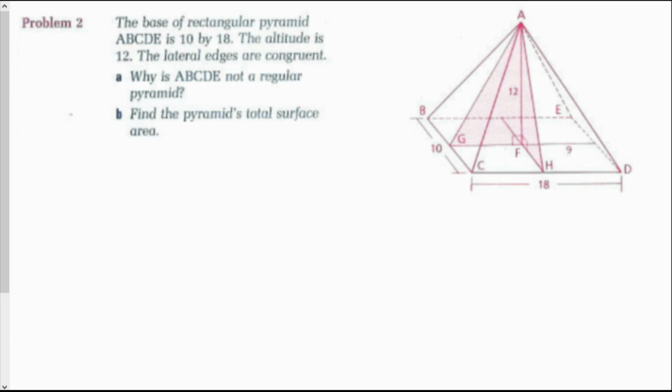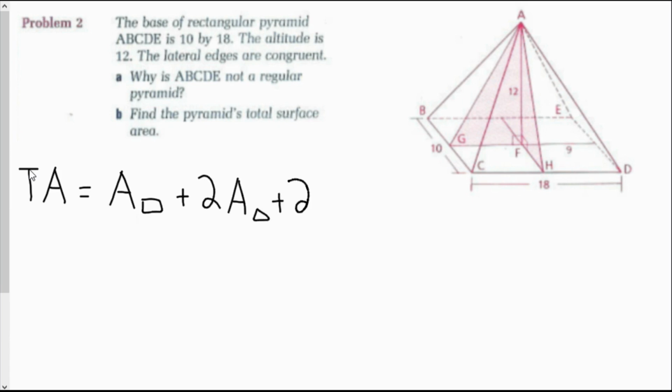Now I want to find the pyramid's total surface area. In order to find the total surface area, I'm going to have to find the area of the base and the area of my 4 triangles. Notice when I find the area of the 4 triangles, it will actually be 2 sets of triangles. So my total area would be the area of my base, which is a rectangle, plus 2 areas of one triangle, plus the 2 areas of the other triangle.